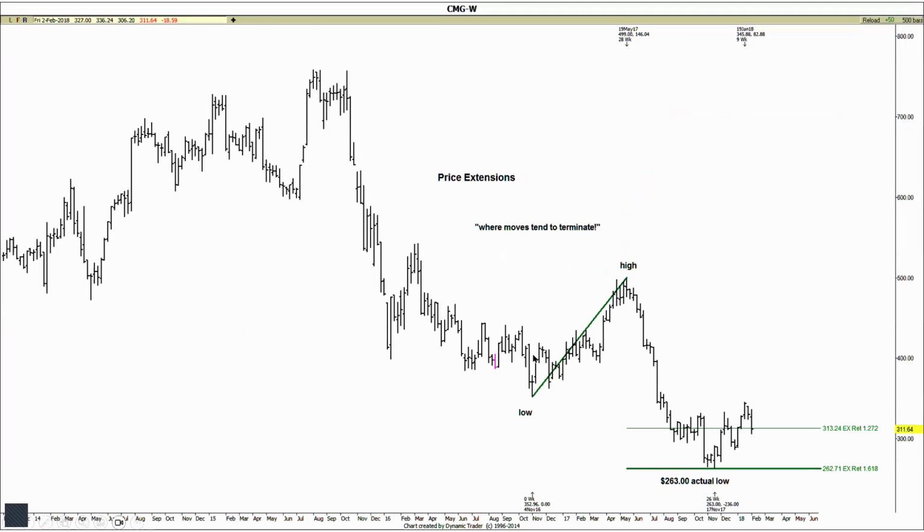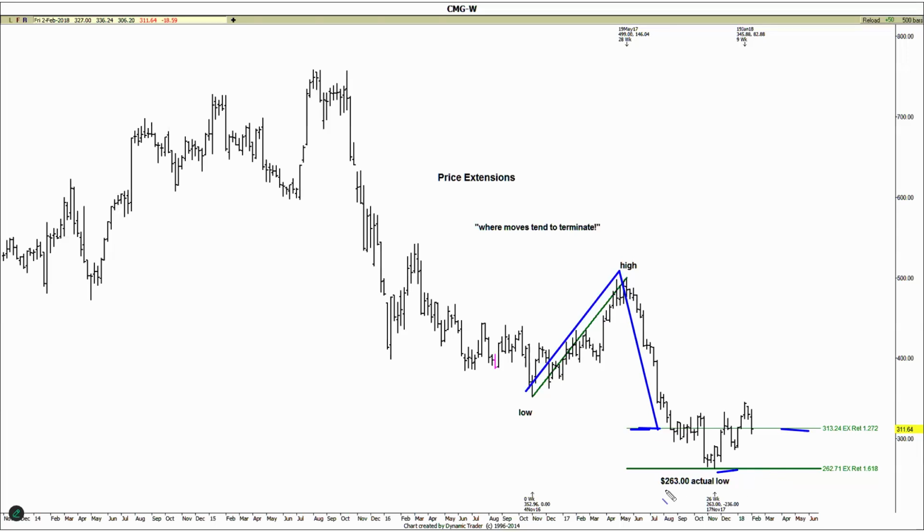All right, I think this is one more example of a price extension. And in this case, since we're coming from a low to a high, we're looking for possible support. This was actually a weekly chart. It's really old, but it was in CMG. Here's where the market just kept going lower and lower. The chart looked horrible. So to get some perspective, I looked at the weekly chart. Now I found that we had already gone through this 1.272 extension of the prior low to high, but the next one came in at 262.71. And that was the 1.618 extension.